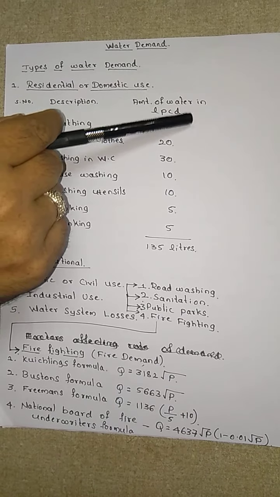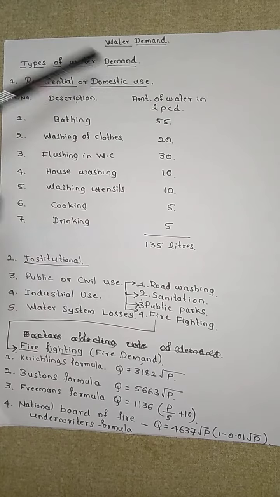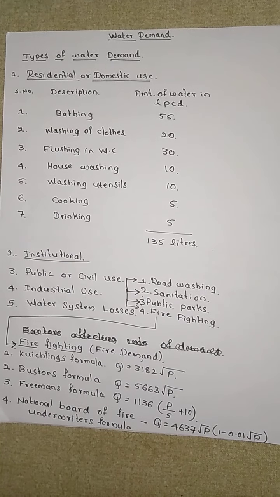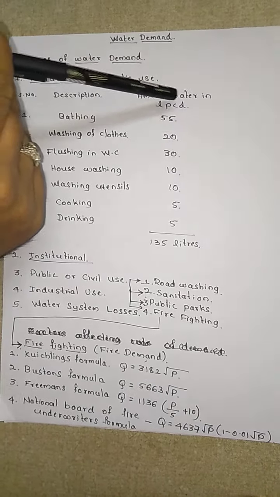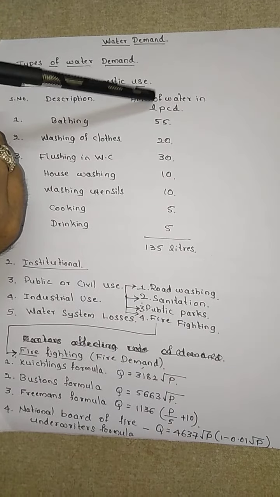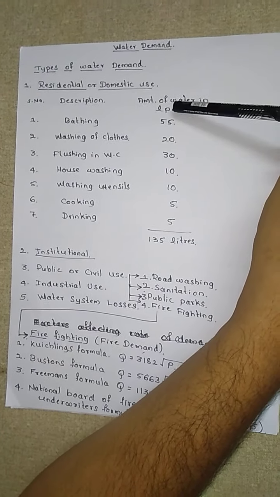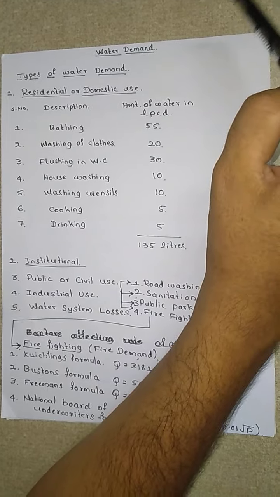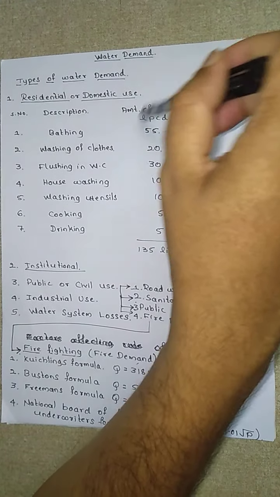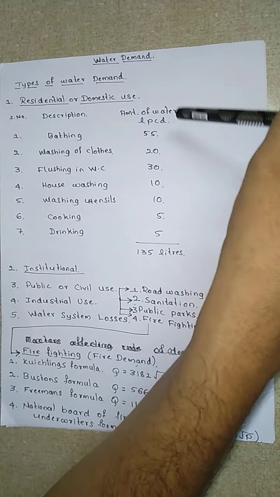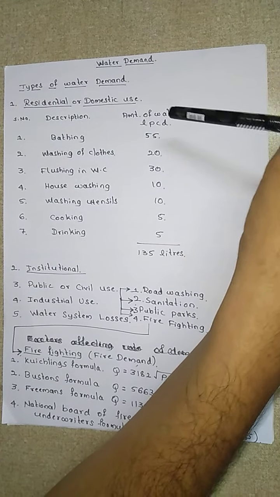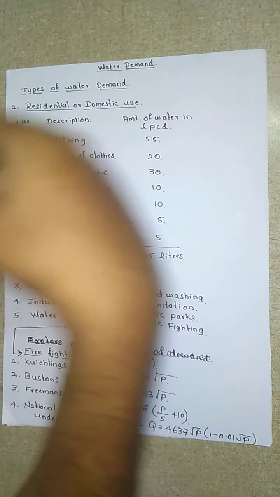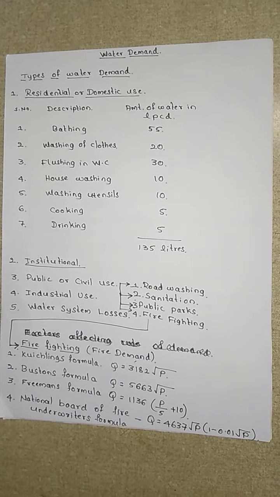We usually short form this in terms of LPCD. What is this LPCD? Liters per capita per day. Liters is nothing but the unit of your liquid. Then per person, how much amount of water he requires in a day, that is LPCD. If you want to remember this water demand, you can remember this LPCD. It is liters per capita per day. Then if you remember this LPCD, you can easily define what is water demand.